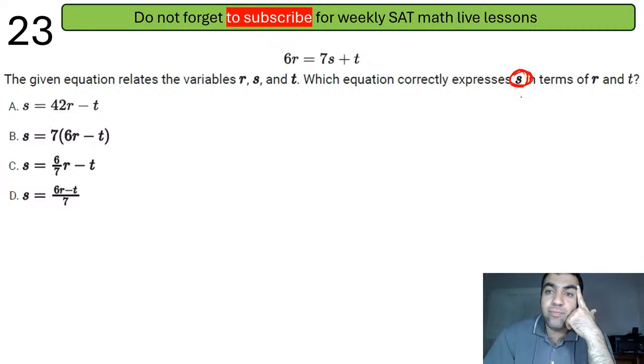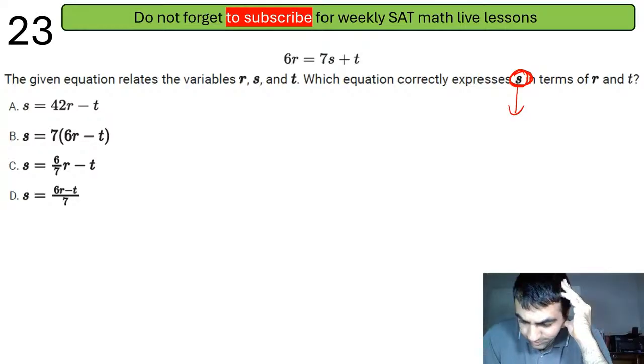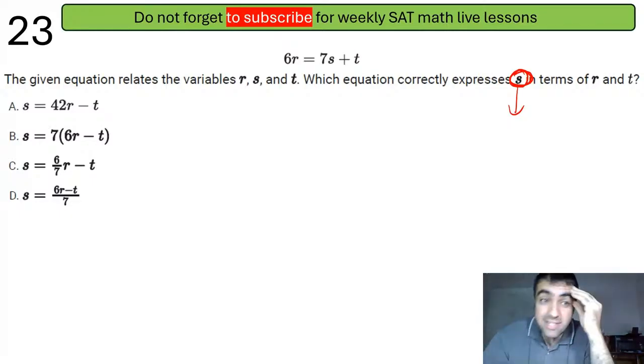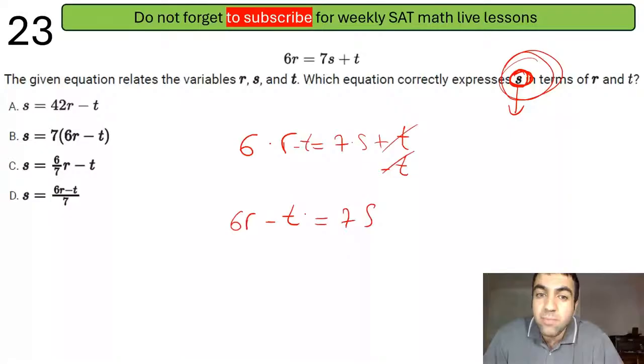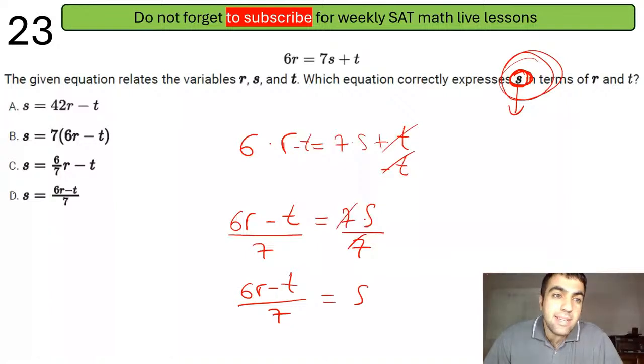Which equation correctly expresses S in terms of R and T? We should find S. Mr. Saif says it is D. Mr. Şahin says it is A. Şahin, let's have a look. 6R is equal to 7S plus T. We are looking for S, okay, S. So we should subtract T from both sides of the equation. 7S is equal to 6R minus T. And we should divide both sides of the equation by 7 in order to get S. 6R minus T over 7. Okay, this is D, guys.